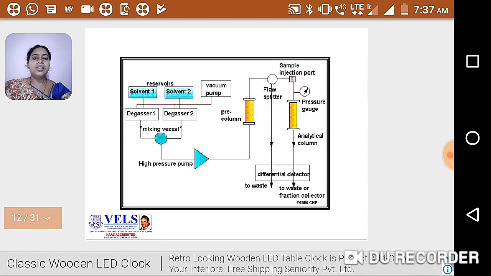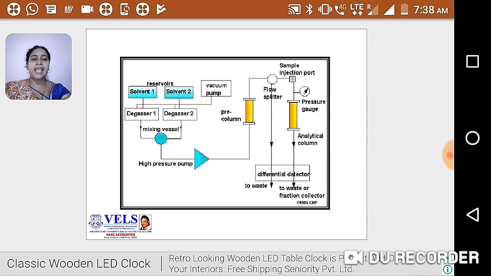This is the general flow diagram of HPLC, where you can see two solvent reservoirs, also called mobile phase reservoirs, which are first degassed so that we can remove any dissolved gases from the mobile phase. Then they are mixed, and through a high pressure pump they are ejected towards the pre-column, which helps to remove unnecessary impurities which are already present in the mobile phase. Later on, it is sent to the main analytical column.